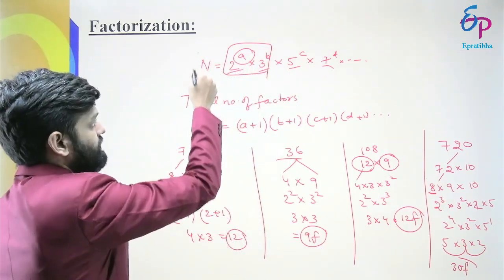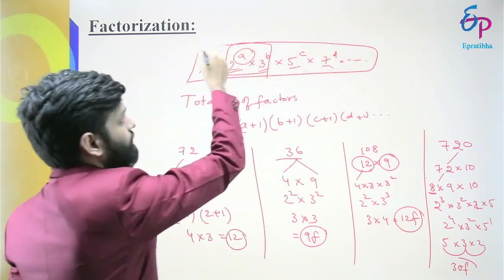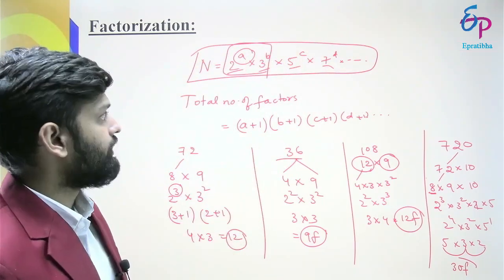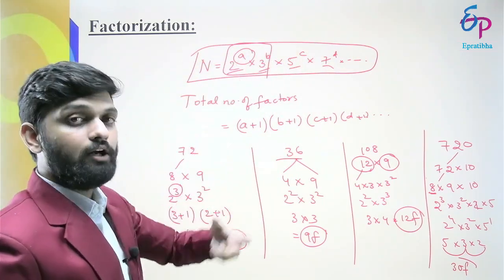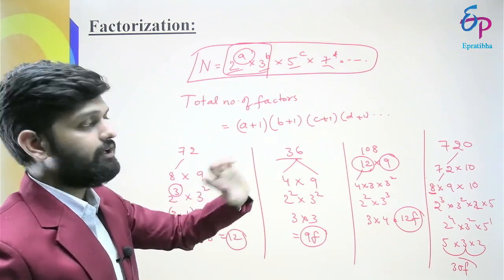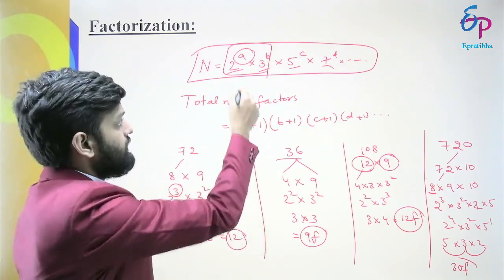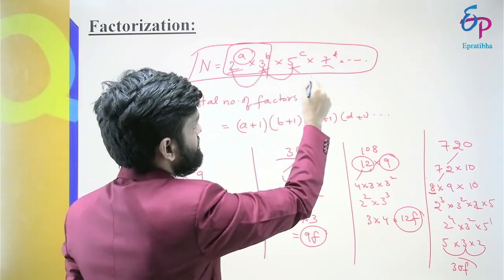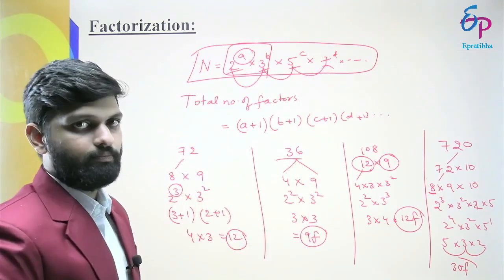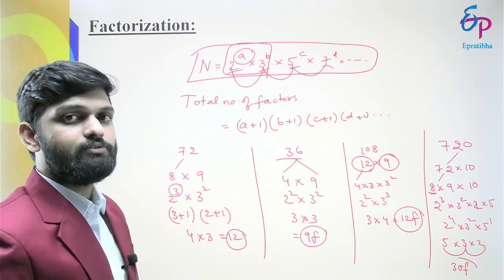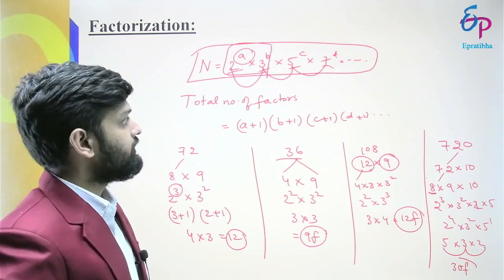So this is how the factors are created. What you have to do is take the number in the form of prime factorization, add 1 to each power, and multiply them. Don't forget, you always have to keep these numbers as prime numbers only. Prime numbers are those numbers which have only 2 factors. So that is the formula.